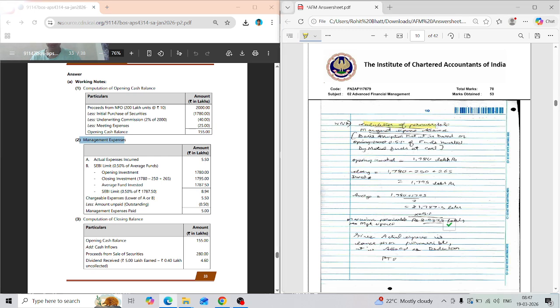See, calculation of permissible management expenses. The maximum limit was 8.94, which I have calculated exactly up to 4 decimals, 8.9375, that is 8.94. So the examiner has ticked it and given me marks.